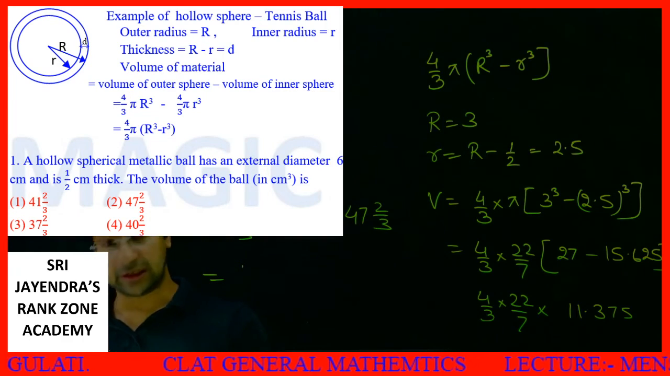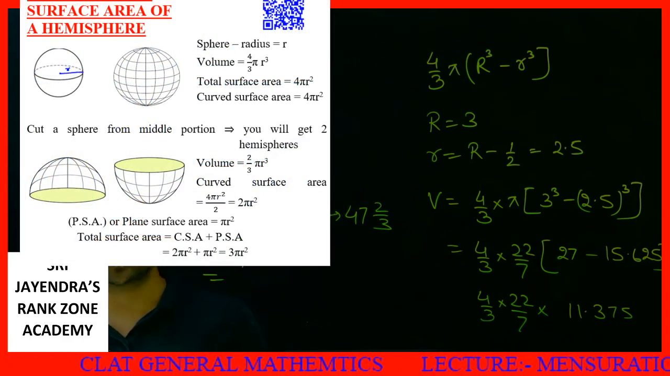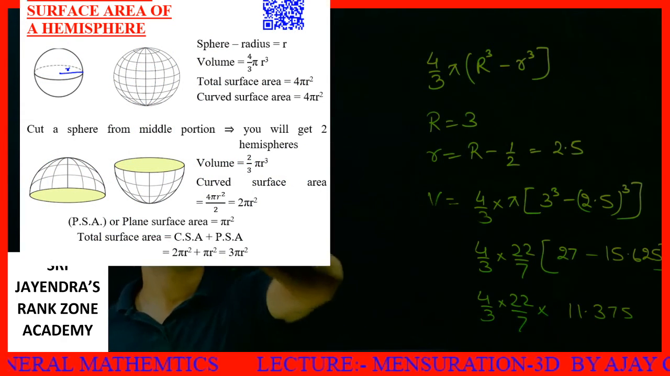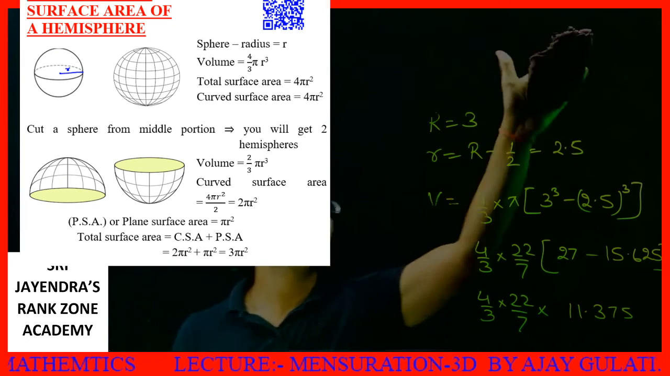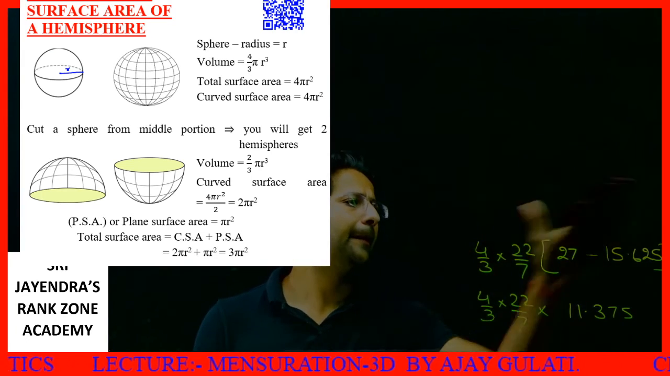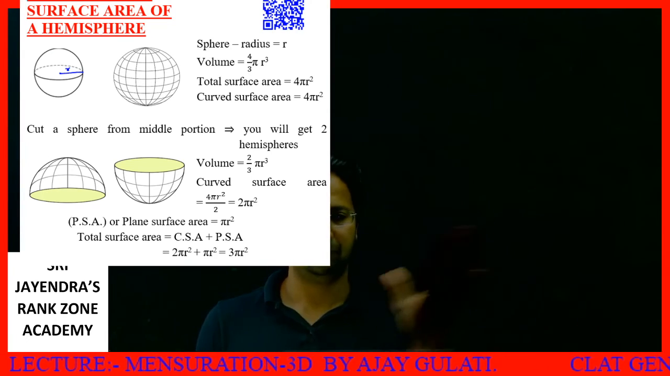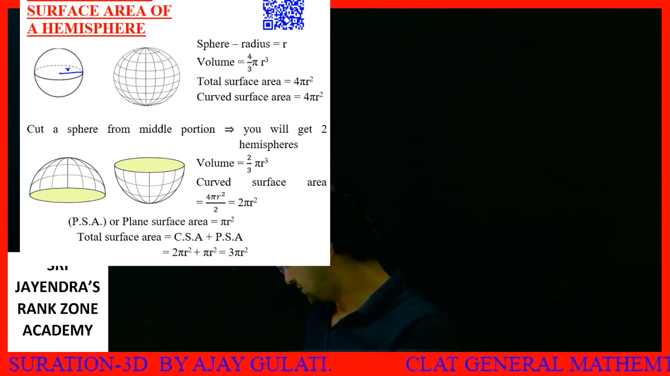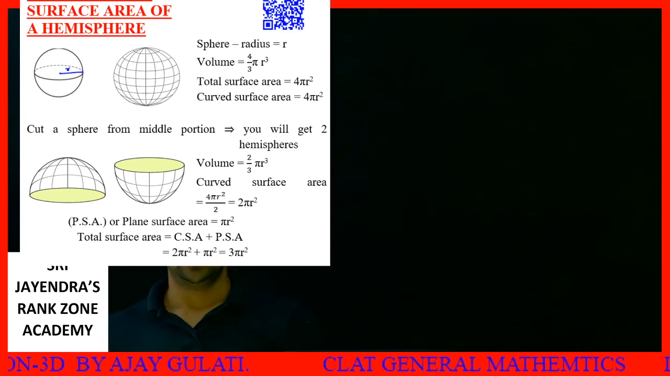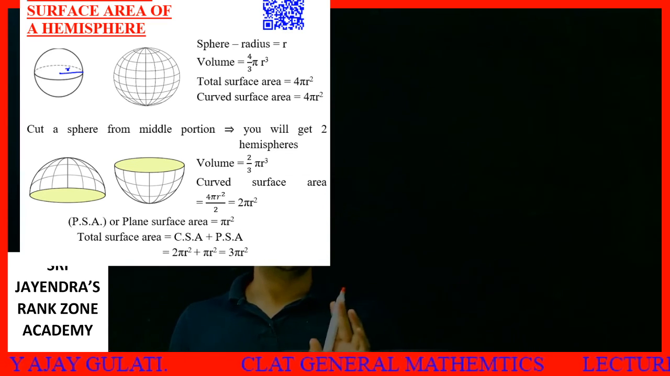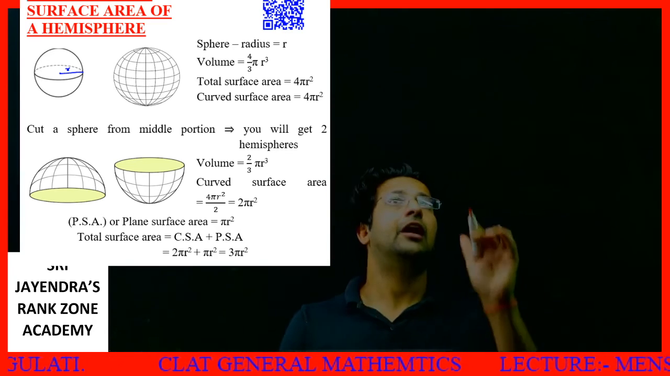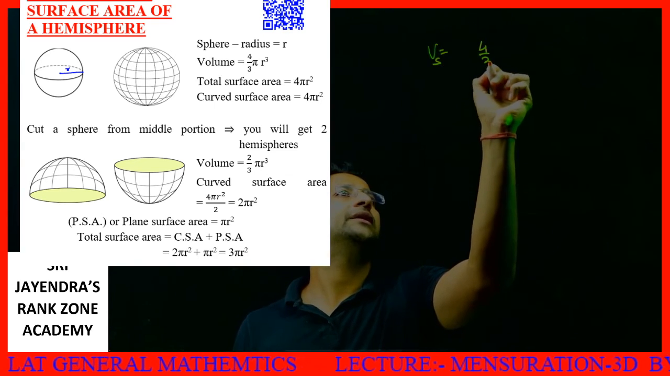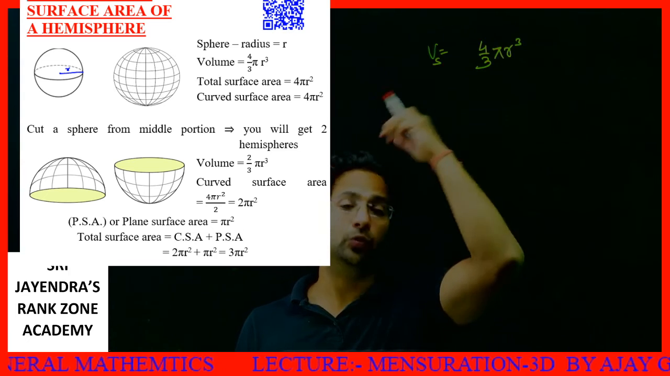This is the question. Let's say this is the new concept: the hemisphere. It's a very good thing. Let's say I have a lemon. I know the volume of a sphere is 4 by 3 pi r cube.